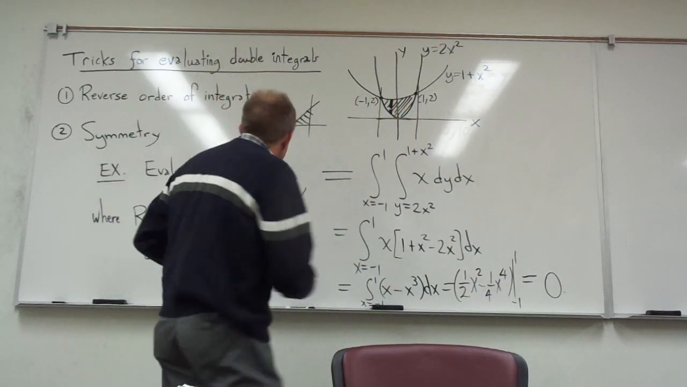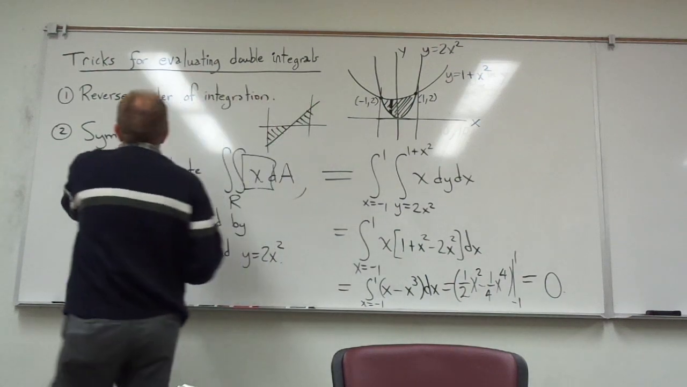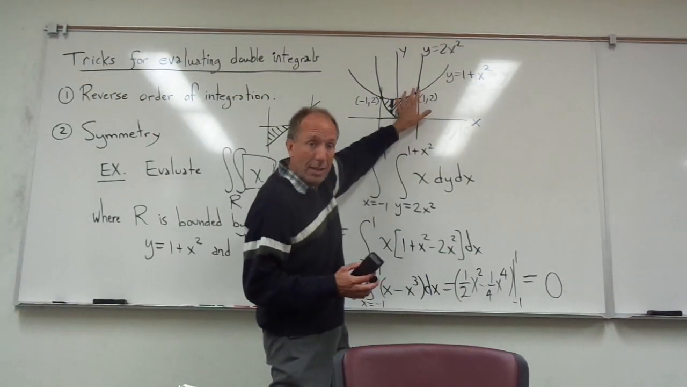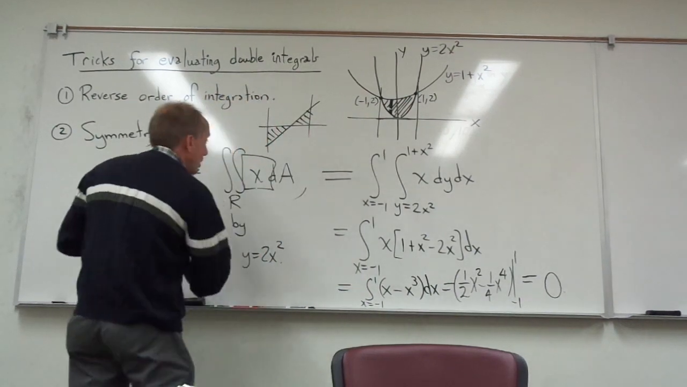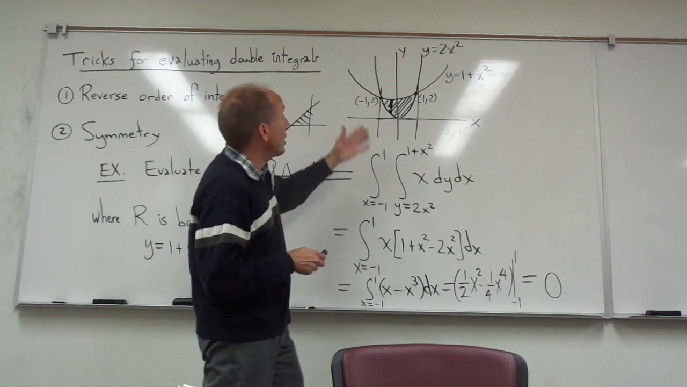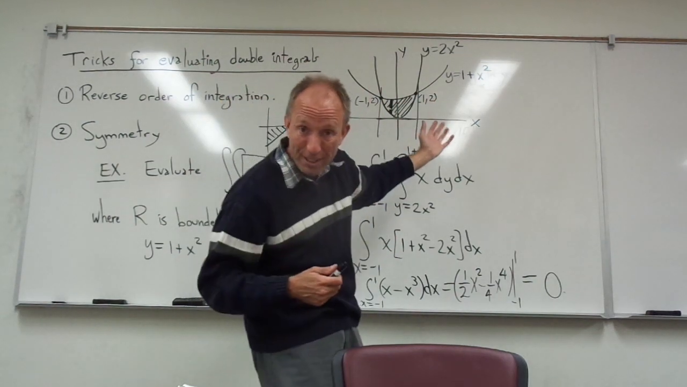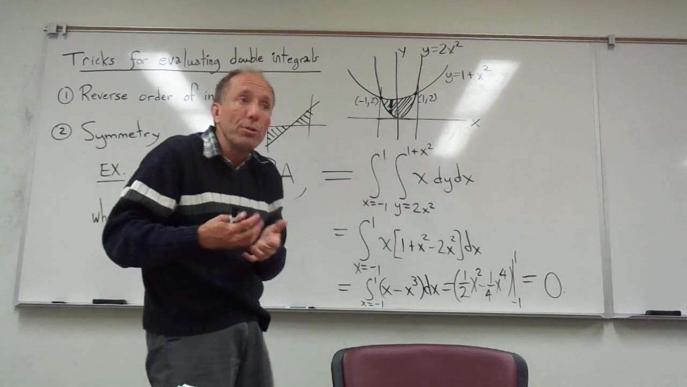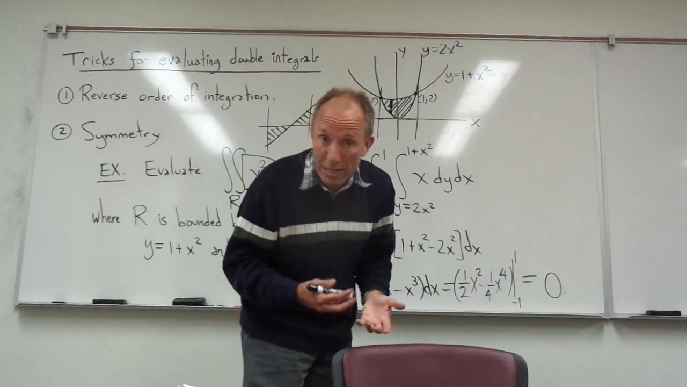We're going to use the symmetry a lot, so this is a very nice trick. It depends on the shape of the region as well as the function. Now, if the function had been x squared, well now x squared is always positive, even on the left side of this region. I won't be able to cancel anything out anymore.